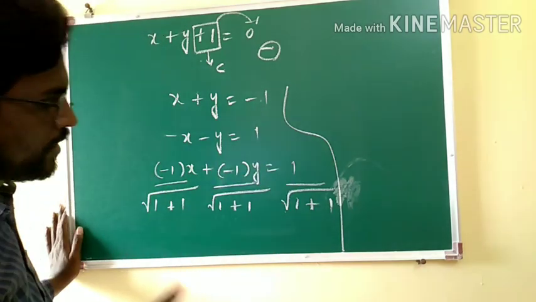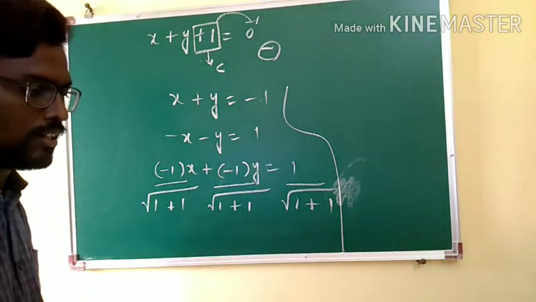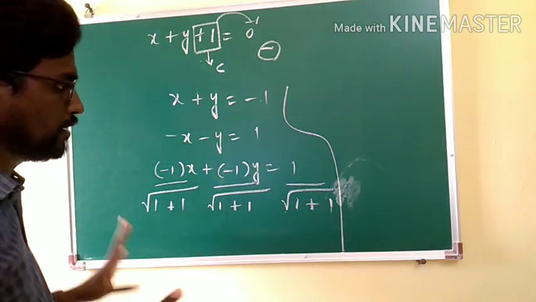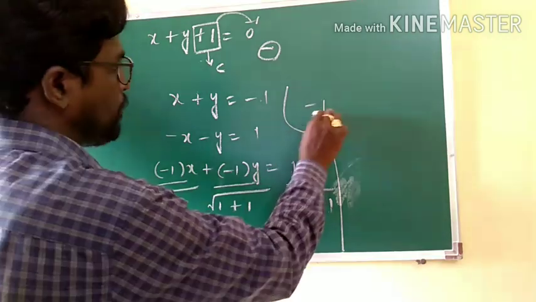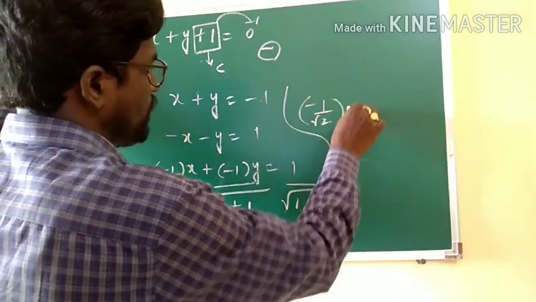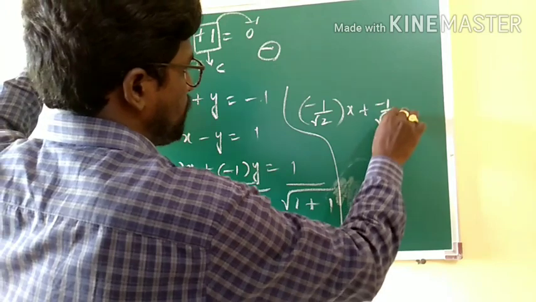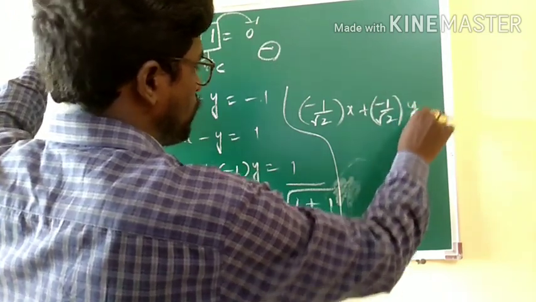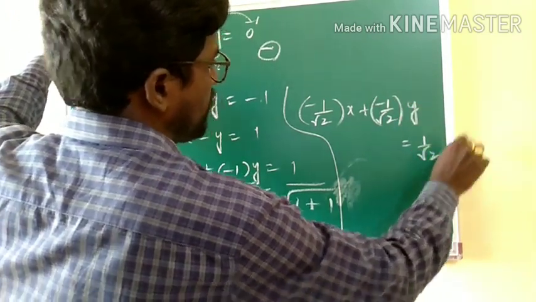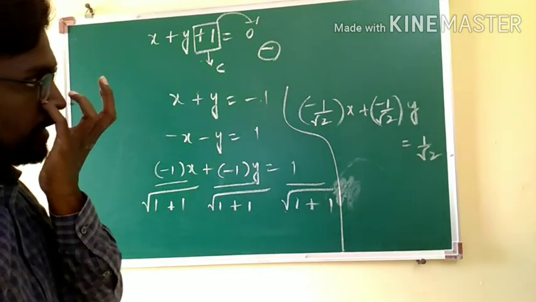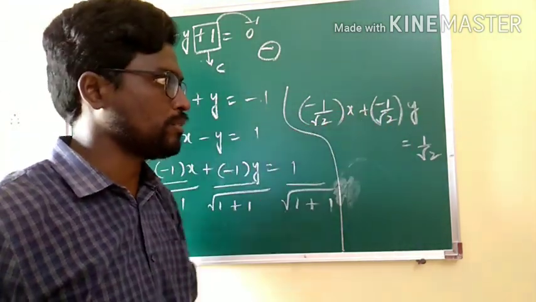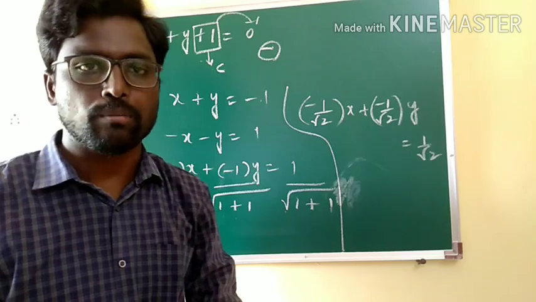It is very clear. Okay, no confusion. Listen once repeatedly. If at all you have any confusion, you can get it. Therefore, minus 1 by root 2 into x plus minus 1 by root 2 into y is equal to 1 by root 2.